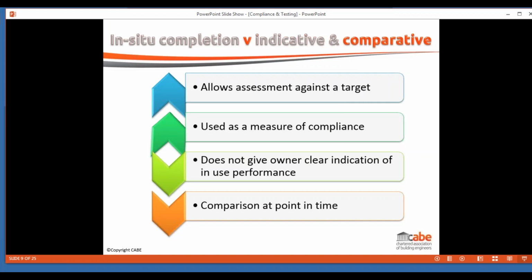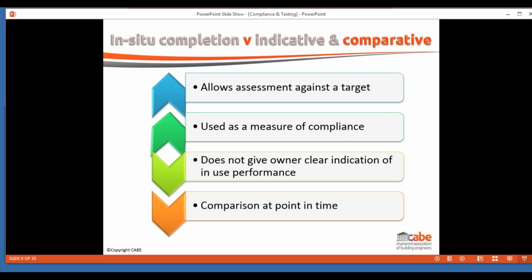And then the other thing we tend to do is comparative testing, which a lot of it can be using real data, some of it can be calculation driven, and a lot of this actually then gives us a comparison between buildings, and it can give us a comparison between a set standard, but it doesn't necessarily give us an actual indication of how things are going to be used.